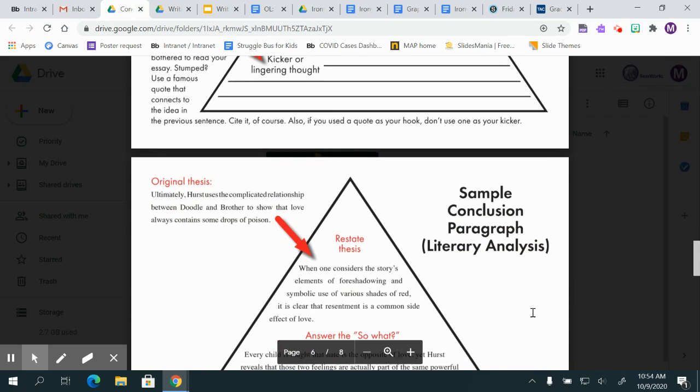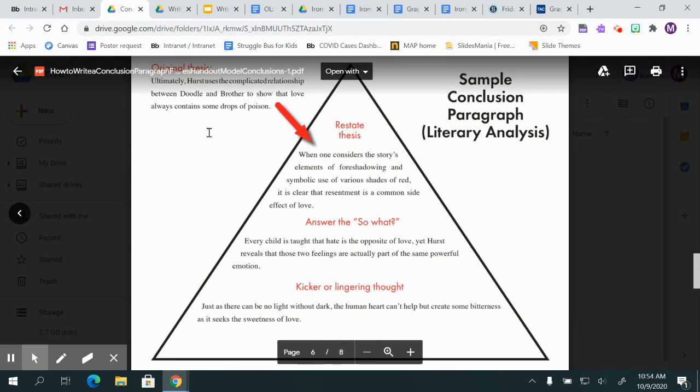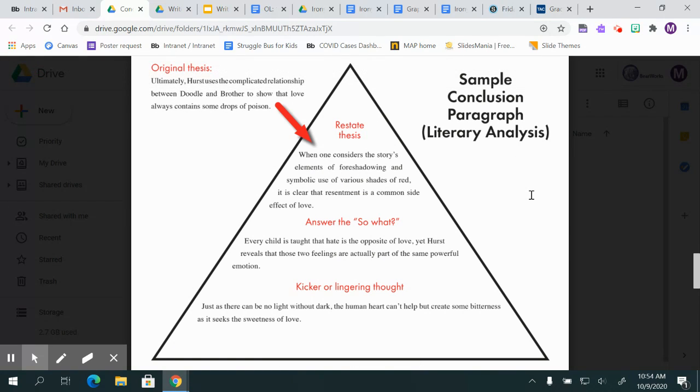Okay. So now we have a sample. We went ahead, we copied our original thesis here so that we could go ahead and model what we should have. So it says, ultimately, Hearst uses the complicated relationship between Doodle and brother to show that love always contains some drop of poison. So that was our thesis, okay? So now we're going to restate our thesis. When one considers the story's elements of foreshadowing and symbolic use of various shades of red, it is clear that resentment is a common side effect of love.